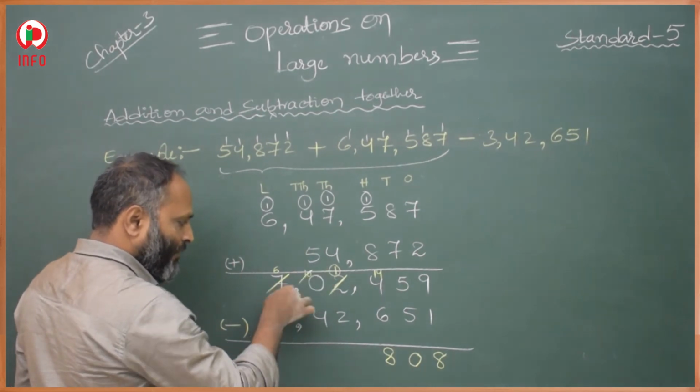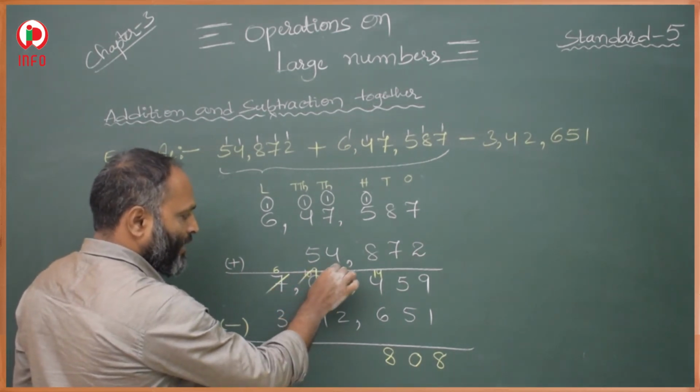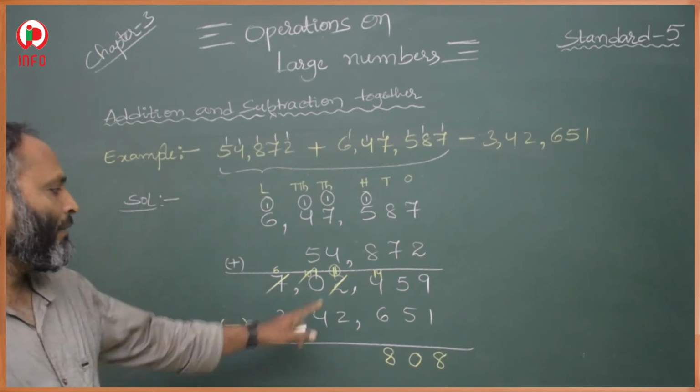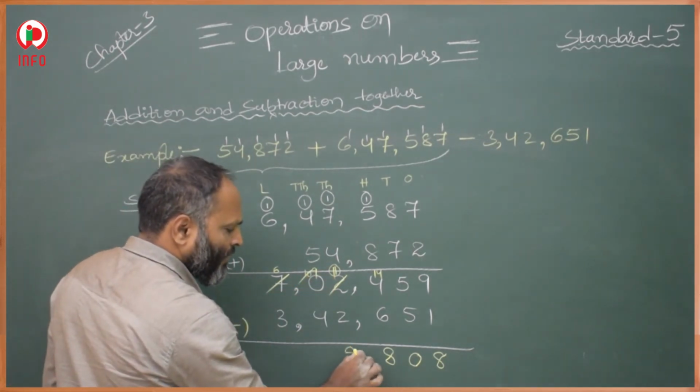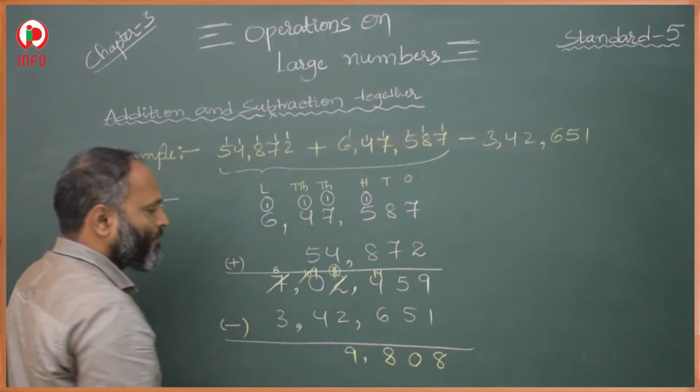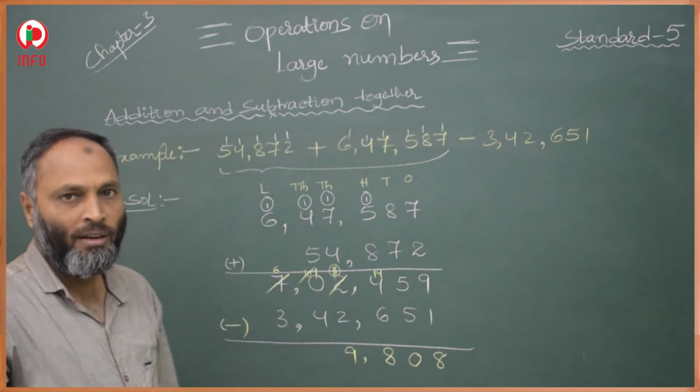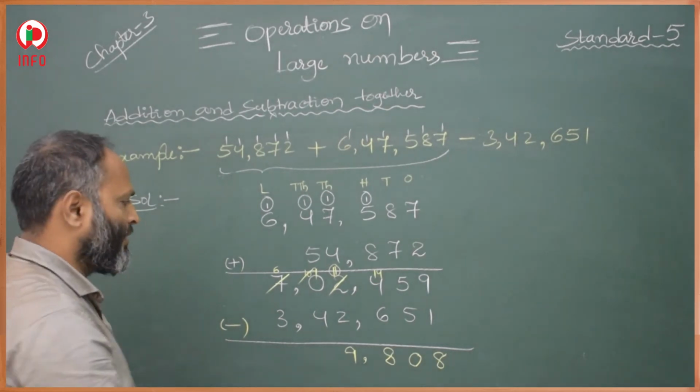And from here again we take borrow, this becomes 9 and this becomes 11. 11 minus 2 is 9. And 9 minus 4 is 5.